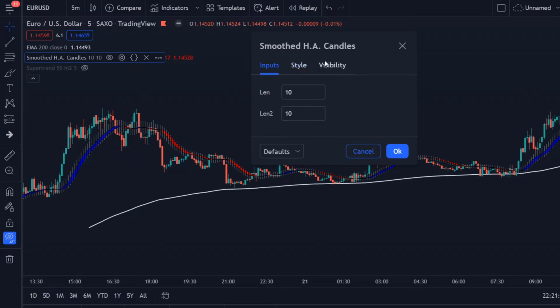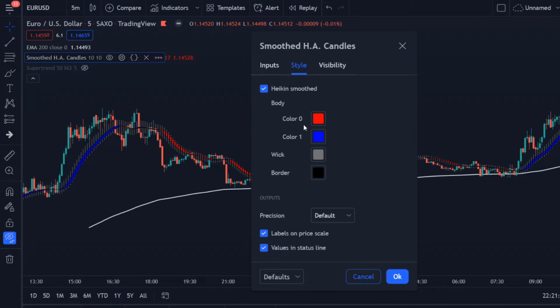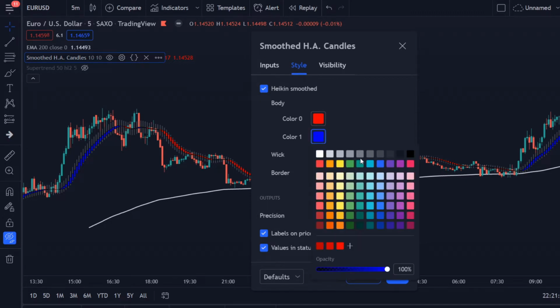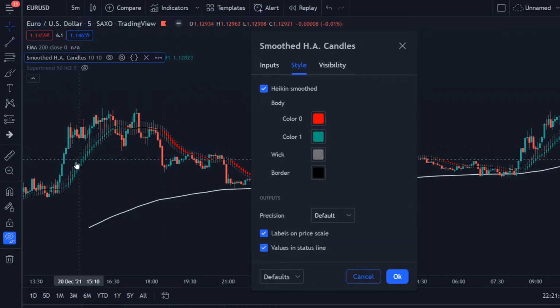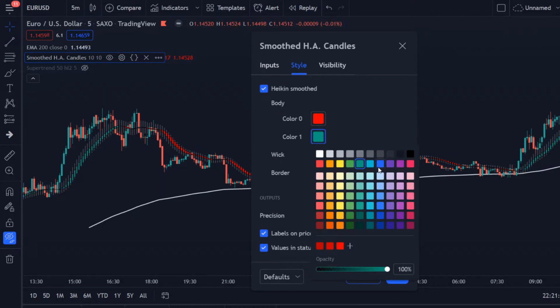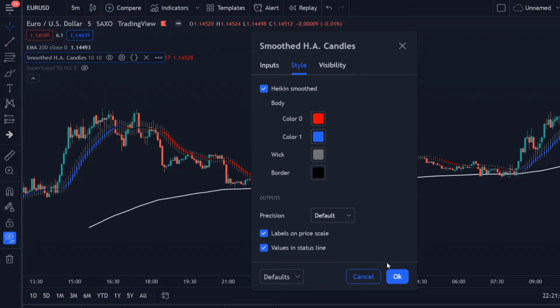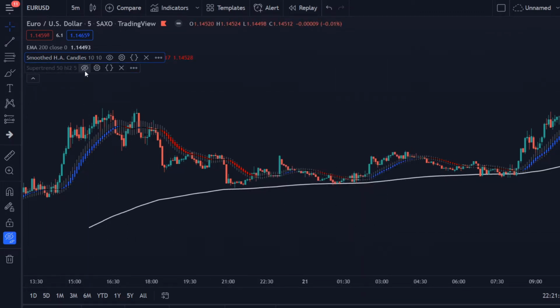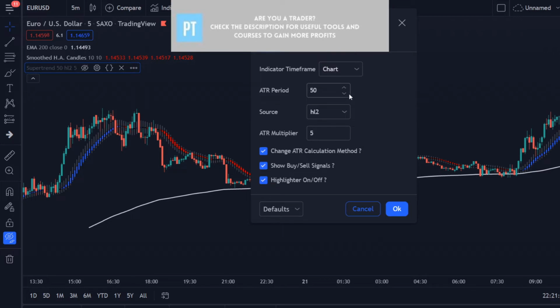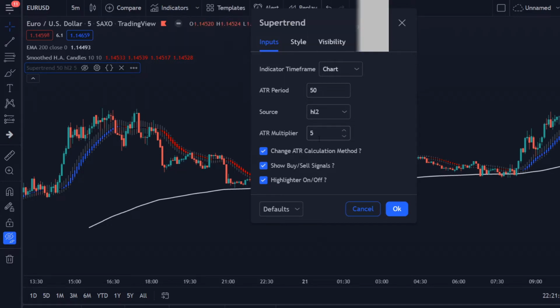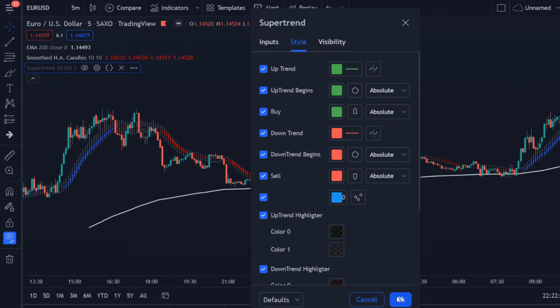Then we look at the smoothed Heikin Ashi candles, and we leave it on default. You can of course play around with the colors. If you would like to have green, you can use green. I just leave it on blue. And then we have the super trend, and make sure to adjust this and use a 50 ATR period and an ATR multiplier number of 5. So that's important to change.